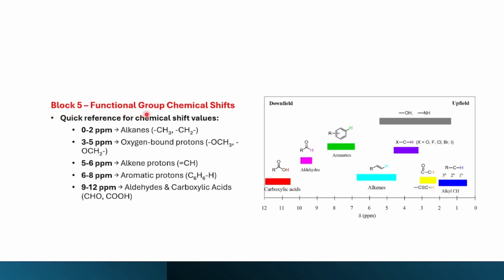Block 5, functional group chemical shifts. Quick reference for chemical shift values. 0 to 2 ppm, alkanes appear, methyl or methylene. 3 to 5 ppm, oxygen-bonded protons, methoxy or methylene oxy groups. 5 to 6 ppm, alkene protons, 6 to 8 ppm, aromatic protons, and 9 to 12 ppm, aldehyde and carboxylic acid. Here appear carboxylic acid, aldehyde, aromatic, alkenes, and here is an alkyl group.